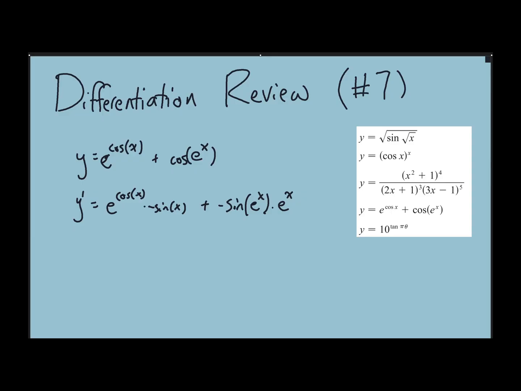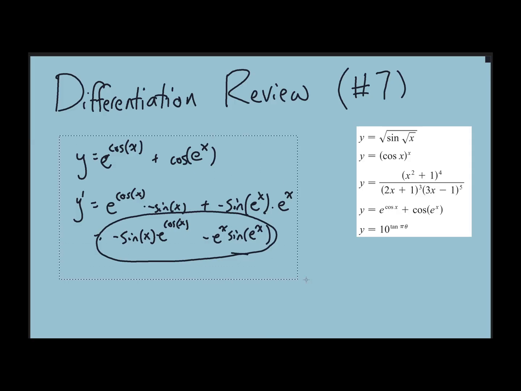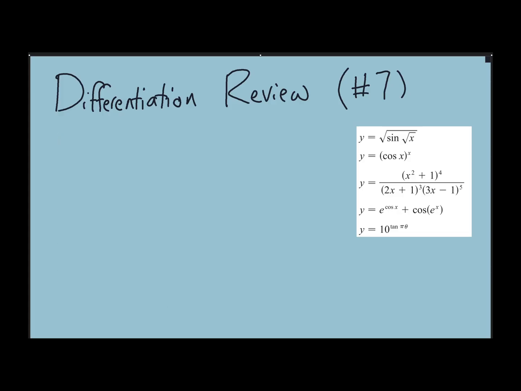So is there an easy way to break this up? I don't really see it. I think I would just write this as negative sine of x, e to the cosine of x, plus, well, we do it as minus e to the x, sine of e to the x, like that. That'll be our answer. That one's pretty easy. What about the 5th one there? I don't know about the 5th one. Let's have a look.